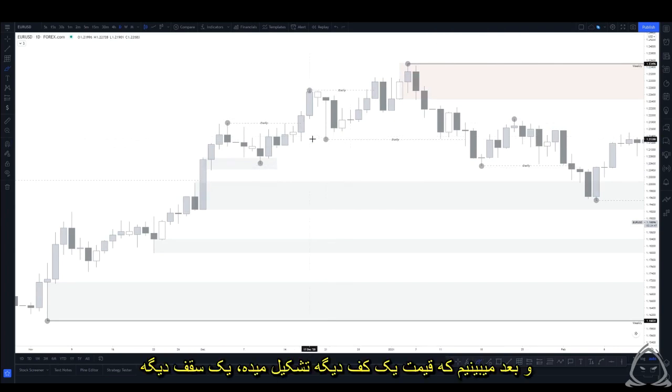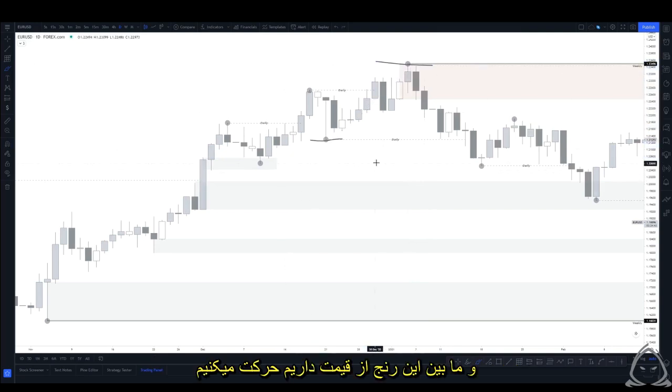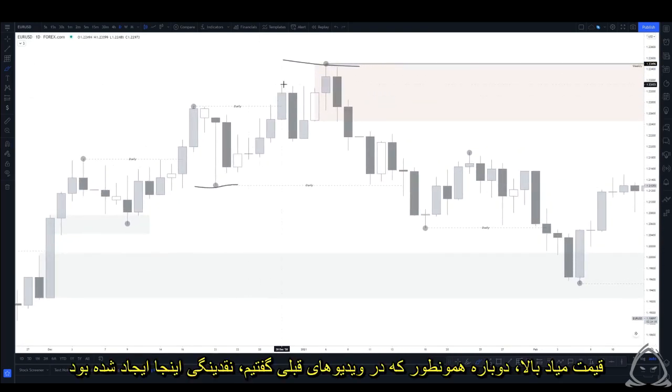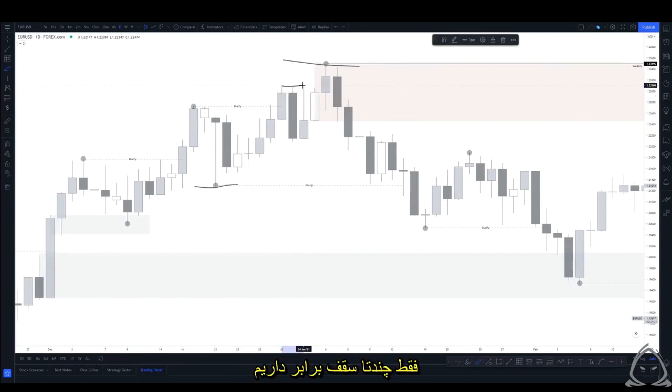And then what we see is price creates another low and another high. We're trading within this range in price. Price comes up, and again, as we discussed in the previous video, there was some liquidity that was built here, so we disregarded this point. We just have a bunch of equal highs. We create a swing high.